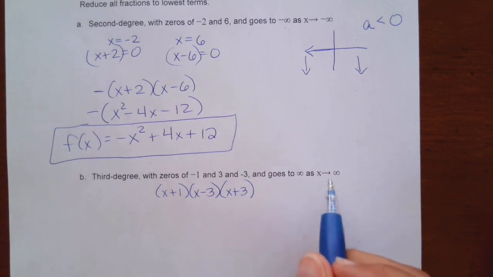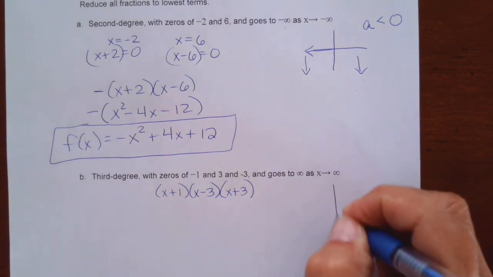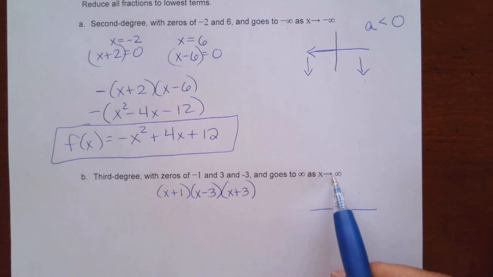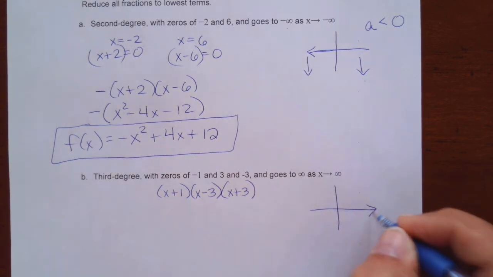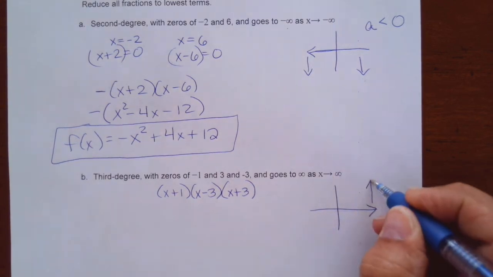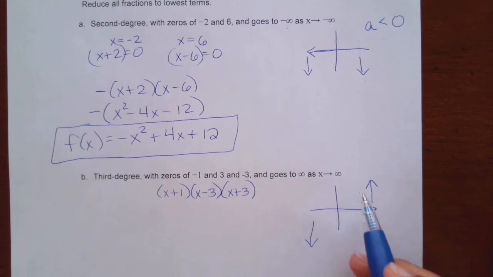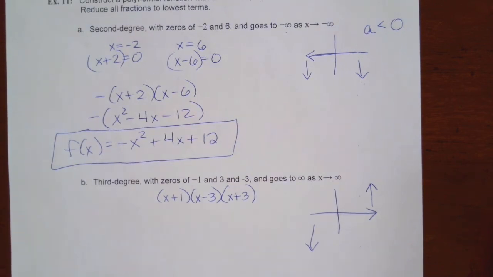Now I got to talk about the leading term. So this one says we're going to go to positive infinity as x goes to positive infinity. So as x goes this way, y is going this way. This is a third degree equation. So if the right side's up, the left side has to be down. That means the leading coefficient would be positive. Right side up means your leading coefficient is positive, so I don't have to add anything to this. This will be fine the way that it is.